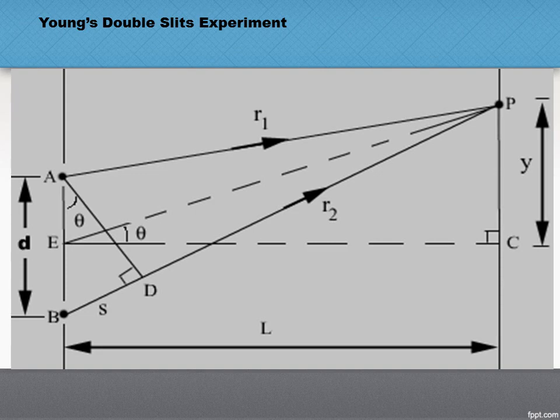So if these waves interfere at point P in such a way that the path difference is equal to m lambda, then a bright fringe will appear at point P. And if these wavelets interfere in such a way that the path difference is a half multiple of lambda, or (m plus half) lambda, then at point P we will get a dark fringe. Now let the distance from point P to C, which is the central maxima, be small y.